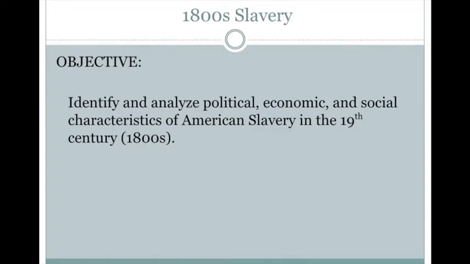The objective for this lecture is to identify and analyze political, economic, and social characteristics of American slavery in the 19th century.